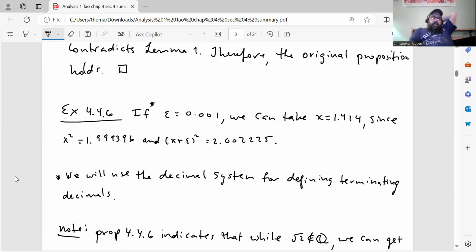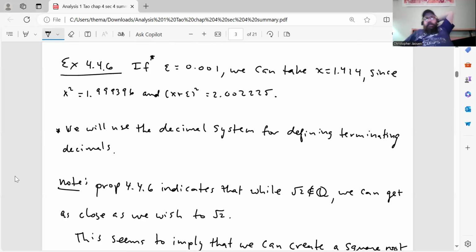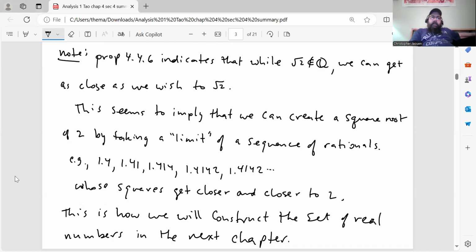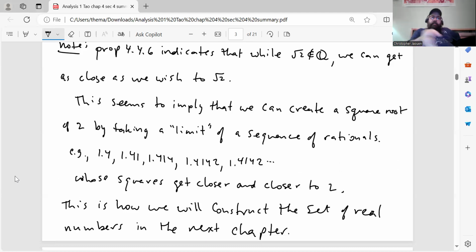Okay, he says also here to note, we will use the decimal system for defining terminating decimals. That's what we did in the example. So we don't really have to define new things for that, because you could write each of these as fractions, right? You can write them as rational numbers. Okay, and then finally, by what I read out before, square root of 2 is not rational, but we can approximate square root 2 in the rationals by taking a sequence of rationals that get closer and closer to the square root of 2.